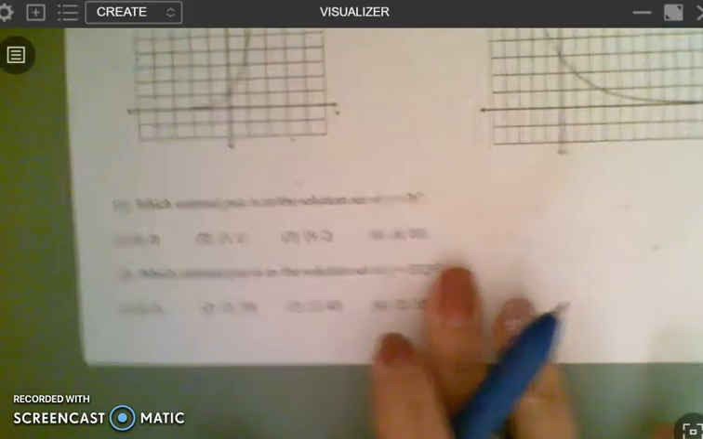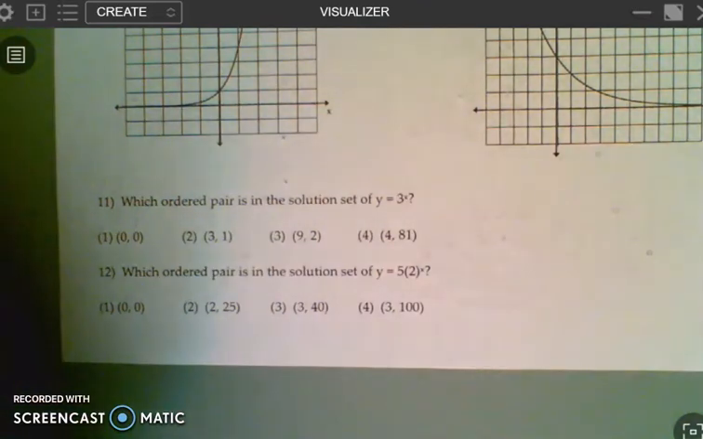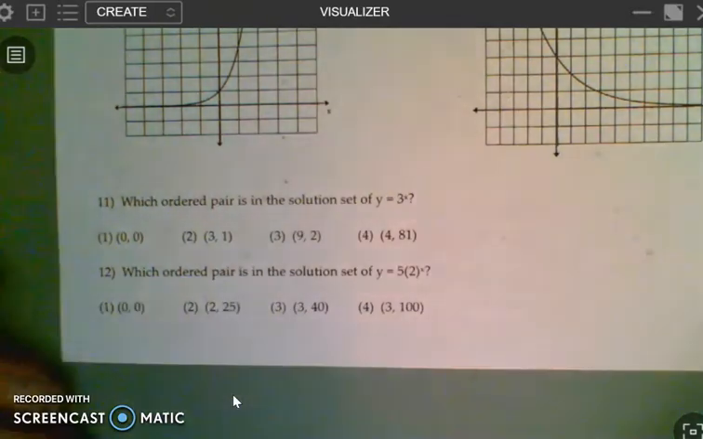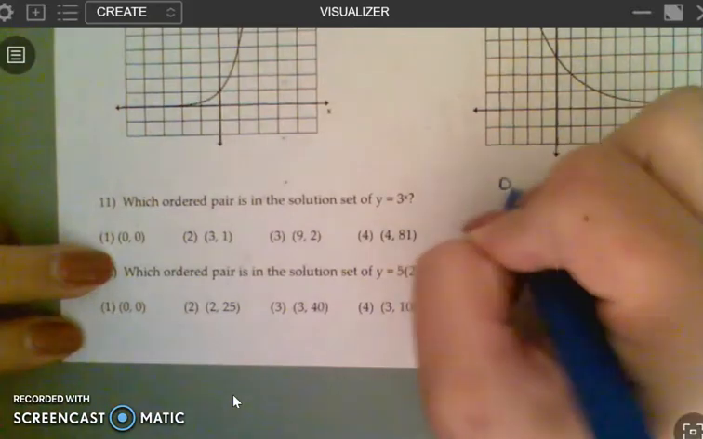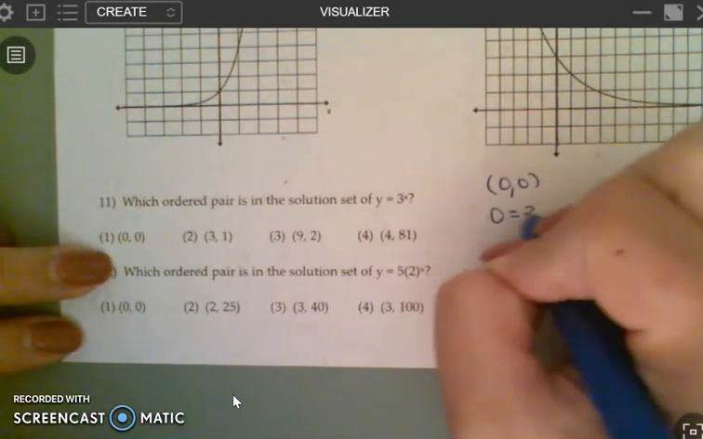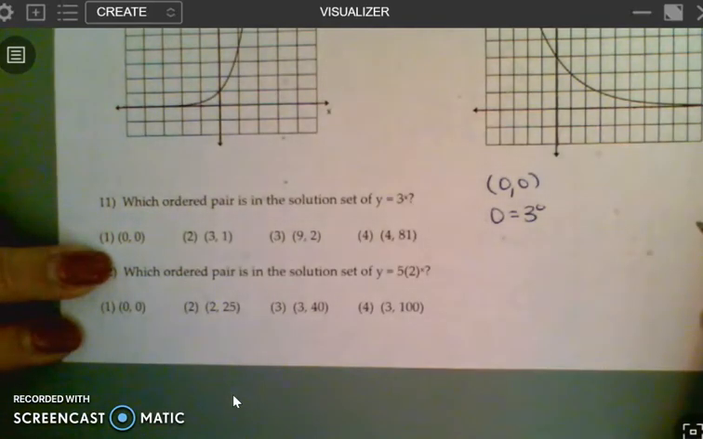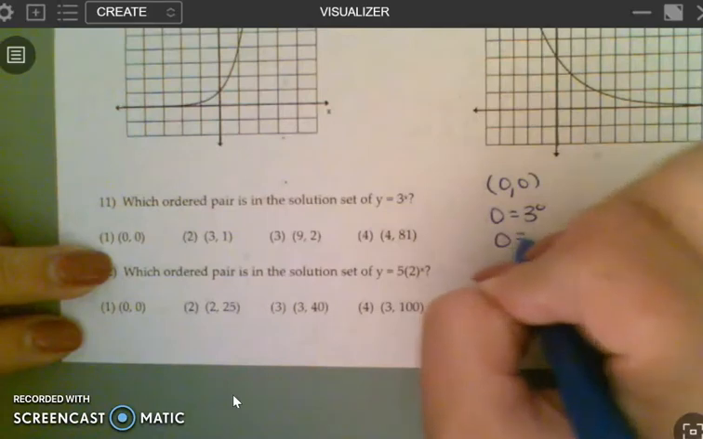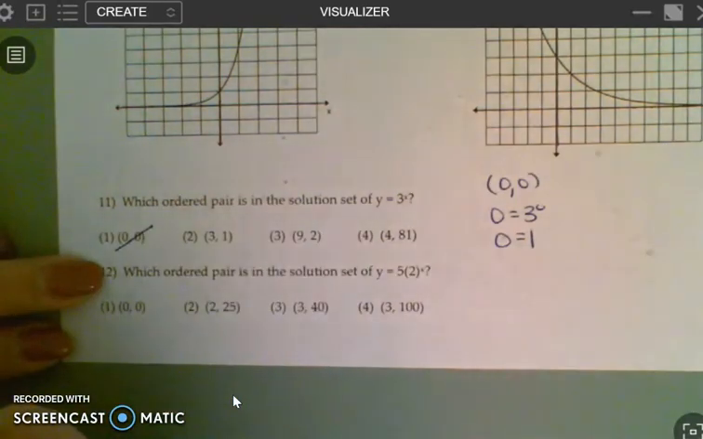Let's go down to below. It says, which ordered pair is a solution set of y equals 3 to the x? So we're going to need to plug each of those in. So for the first one, if I'm going to test 0, 0, that's 0 equals 3 to the 0. Well, if I put 3 to the 0 in my calculator, you actually get 0 equals 1. So the first one does not work.